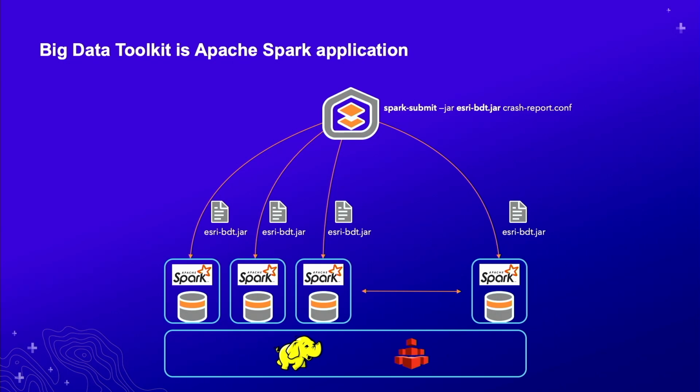Big Data Toolkit is an Apache Spark application that you submit to your cluster. Therefore, there is nothing to install. Each time you need to process a massive location data set, literally you Spark submit the program. In this case, it's the Big Data Toolkit jar file with the instruction to tell BDT what the toolkit should do. I will cover this in more detail in the upcoming demo.